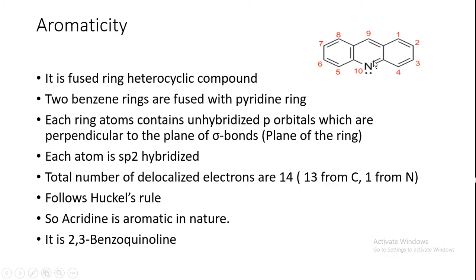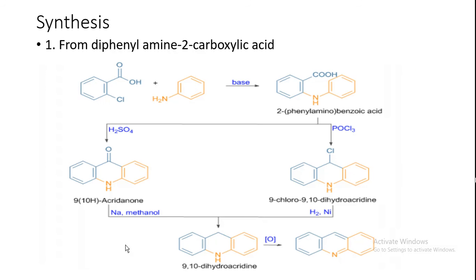If you see, this is quinoline, a benzene ring with one pyridine ring is quinoline. So at the 2 position and 3 position one benzene ring is there, so you can say 2,3-benzoquinoline. Okay, then let us start the synthesis. So from diphenylamine carboxylic acid. So first, how can we prepare this diphenylamine carboxylic acid?